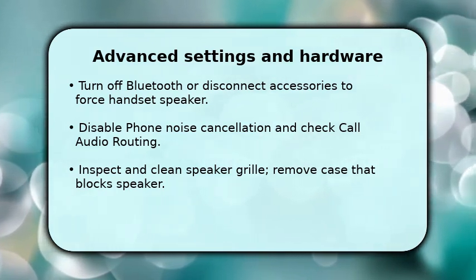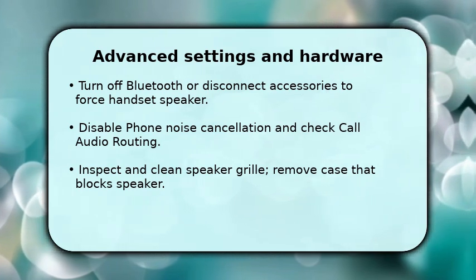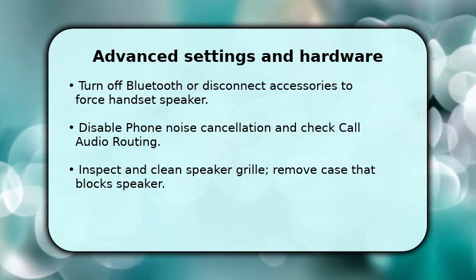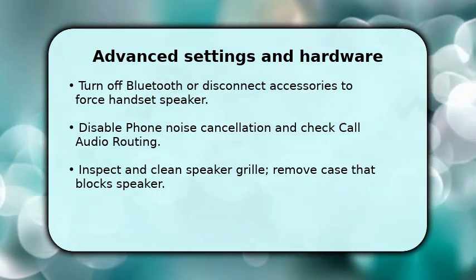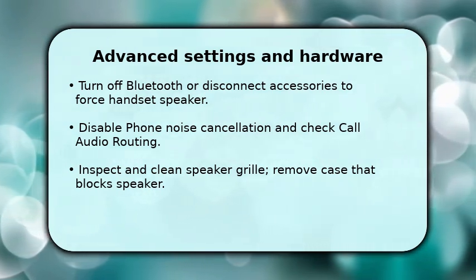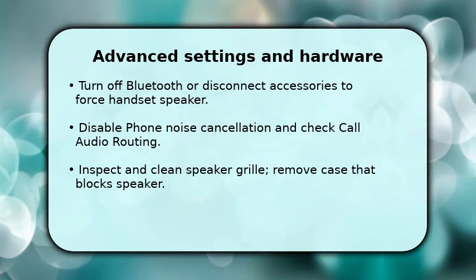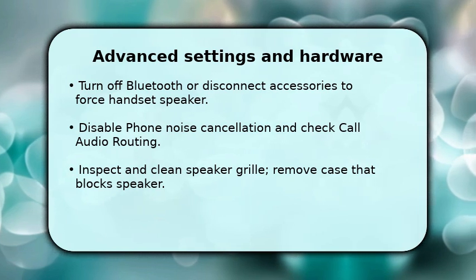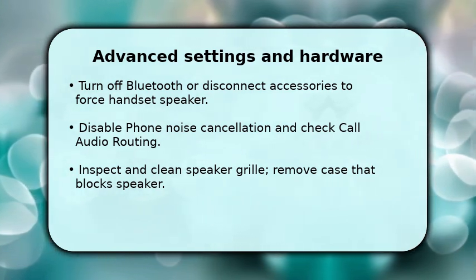Turn off Bluetooth or disconnect headphones so the iPhone uses its handset speaker. Then open settings, right arrow accessibility, right arrow audio/visual to disable phone noise cancellation, which can lower perceived volume in some environments. Check call audio routing to ensure calls route to the handset, not a car system.